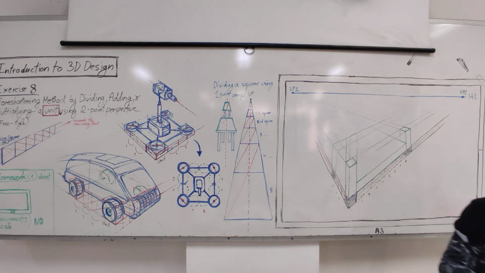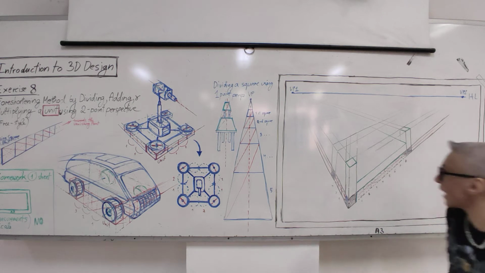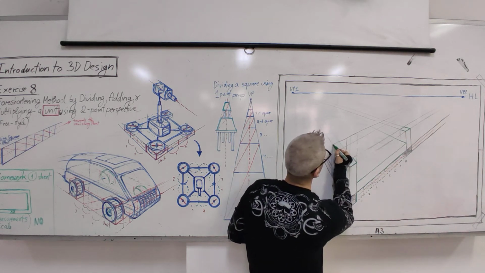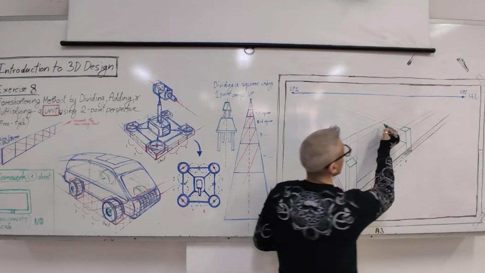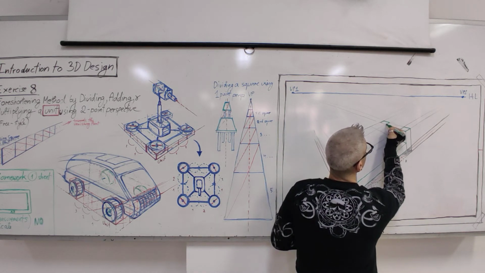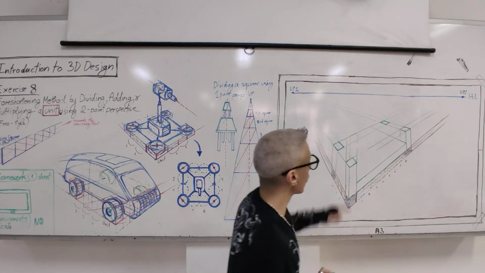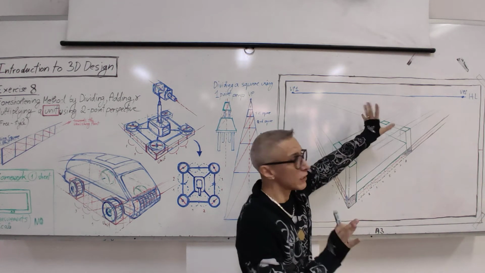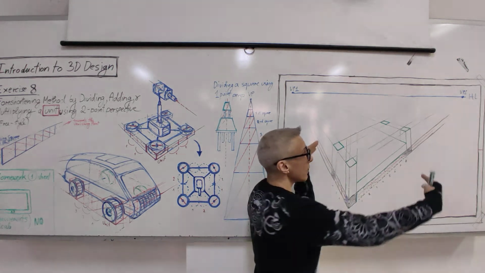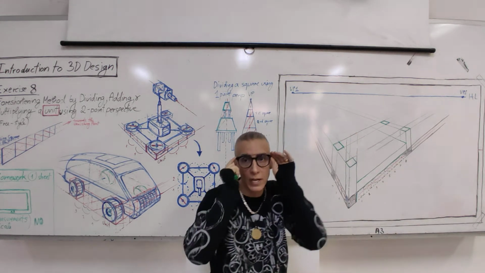So, where are the surfaces of this object? The upper surface, here. And that one is there. So, 1, 2, 3, 4. Now, look at that object. I didn't even draw it. The lines intersected and showed me where it is.